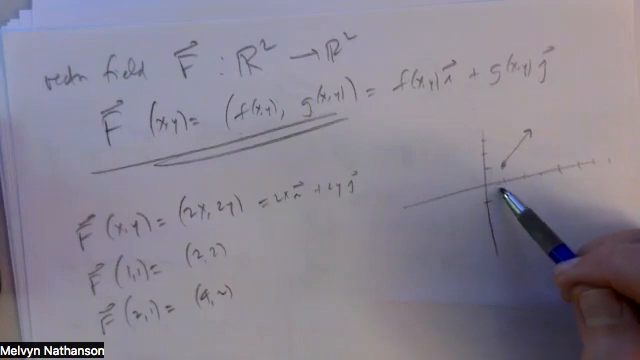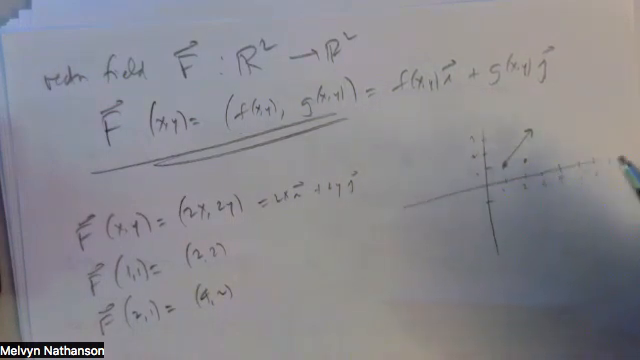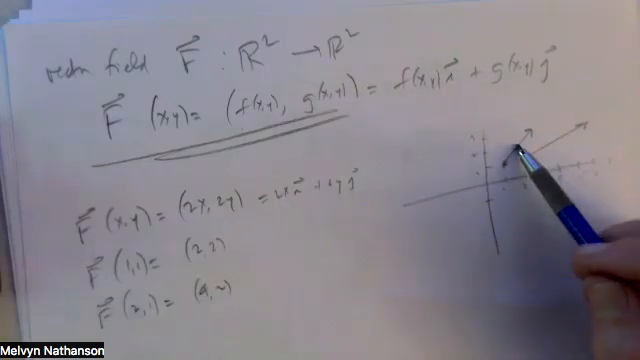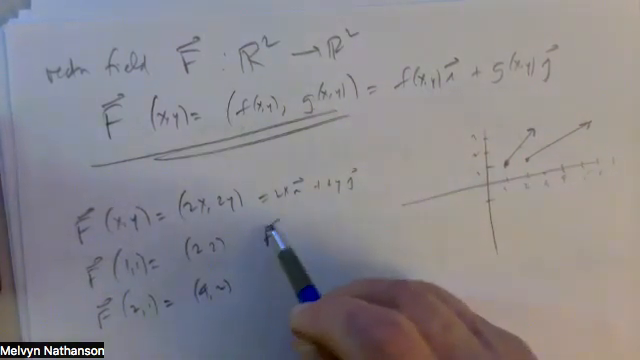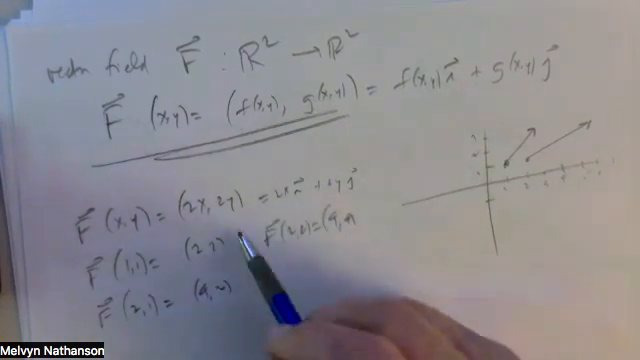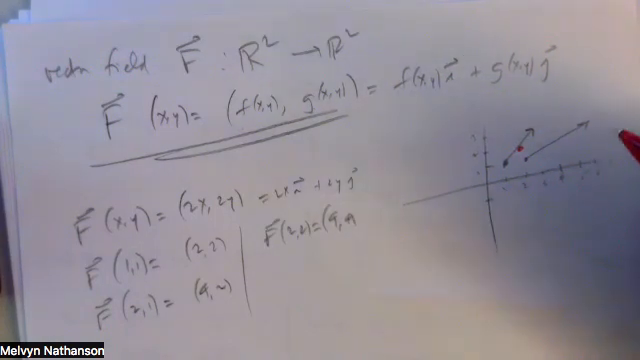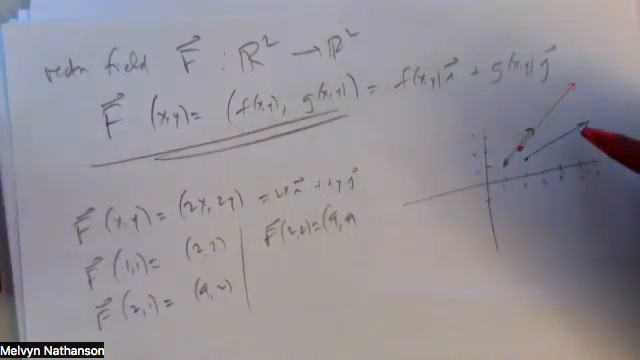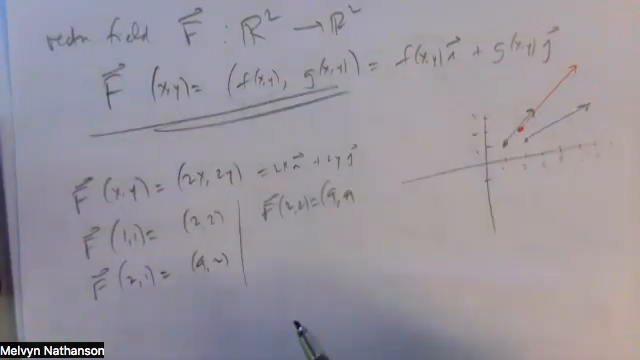So here's the point 2, 1, and that gets a vector which is 4 units to the right and 2 units up. This is F of 1, 1. This is F of 2, 1. If you take the vector F of 2, 2, that's 4, 4. This vector field doubles the coordinates. So here is the point 2, 2, and the vector that's assigned to that is 4 units to the right and 4 units up. So a vector field to every point in the plane assigns another vector. And to some extent, you can draw a picture of it.